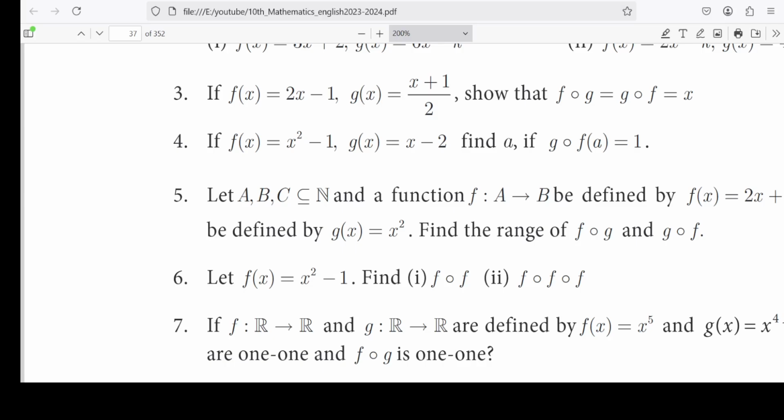In this class, we'll be learning problem number 6 in exercise 1.5.